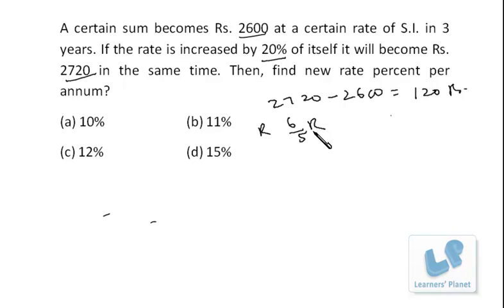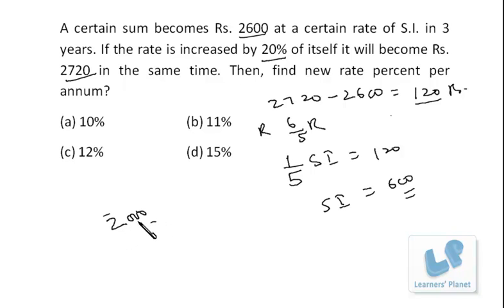That means the increment in rate will give an impact to the increment in SI. So 20% of simple interest should also be increased. So 20% of simple interest is actually 120. For this particular tenure, that is 3 years, the simple interest was 600 rupees. So if we deduct 600 from this amount, we will be getting the principal. So 2,000 is the principal.